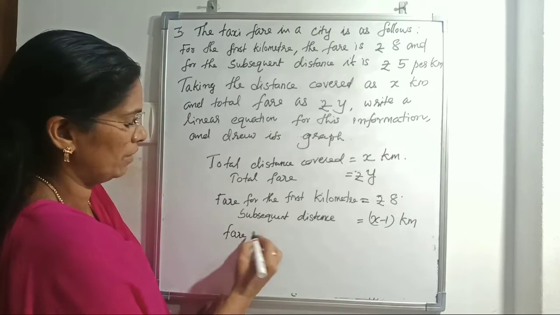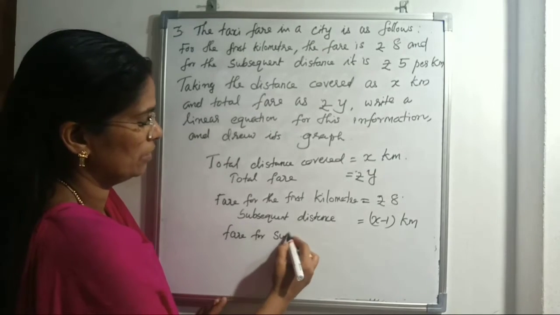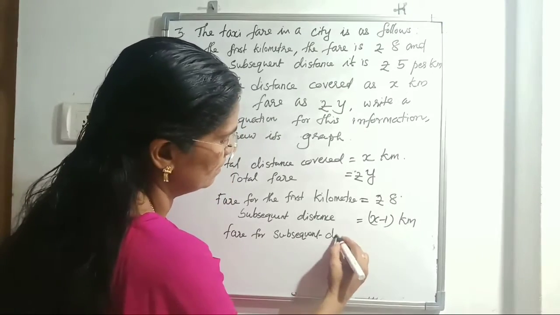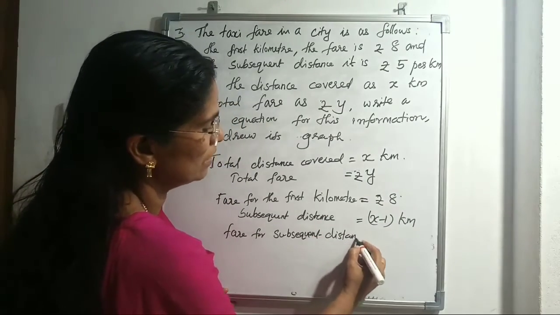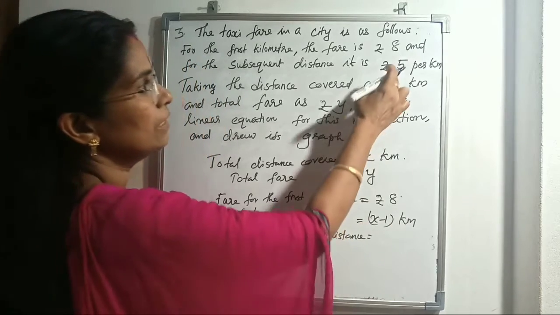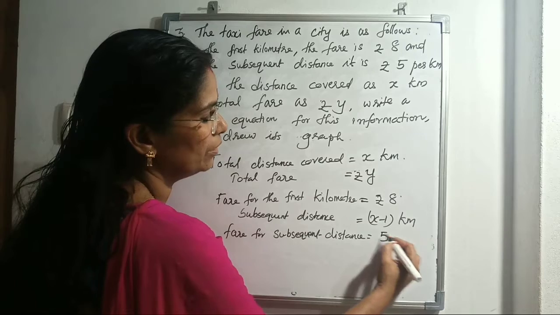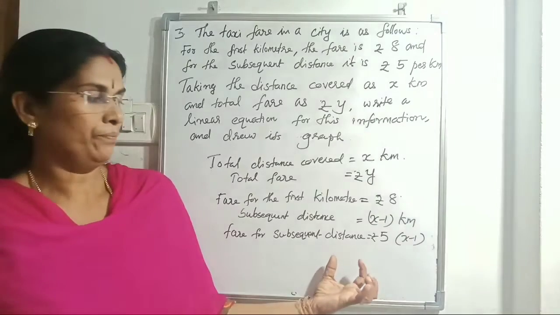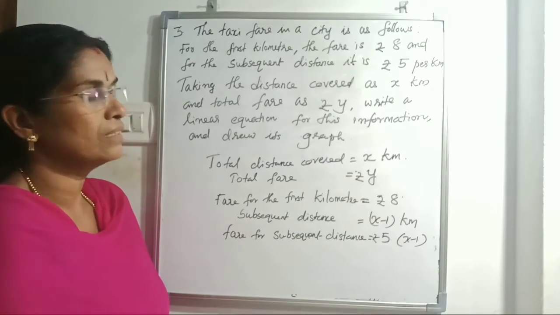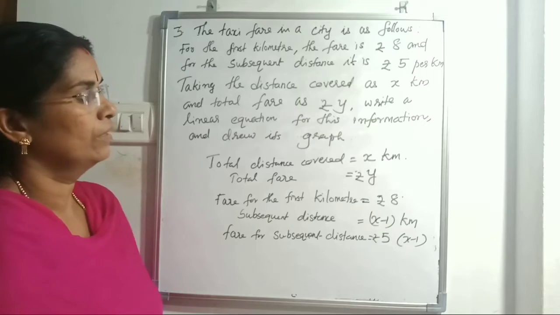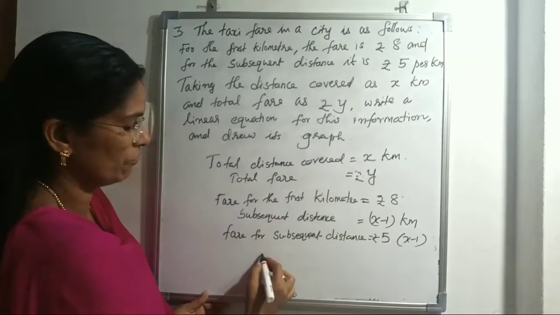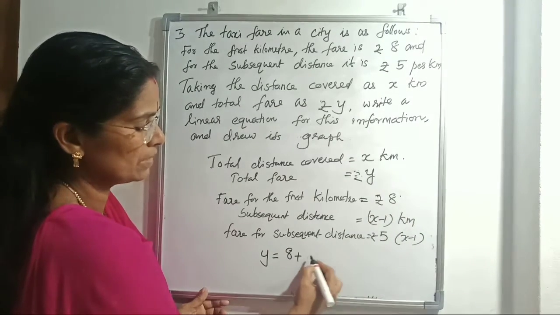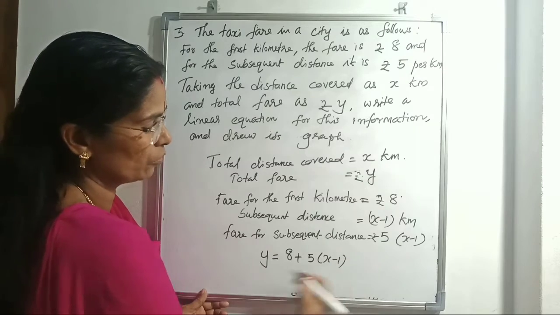So the fare for the subsequent distance is equal to this kilometer multiplied by rupees 5. That is 5 into x minus 1. This much rupees is the fare. Now we have to write this in a linear equation form. Already we know the total fare is y. So y is equal to first kilometer 8 rupees plus 5 into x minus 1 rupees.